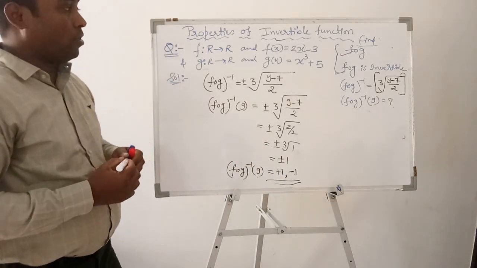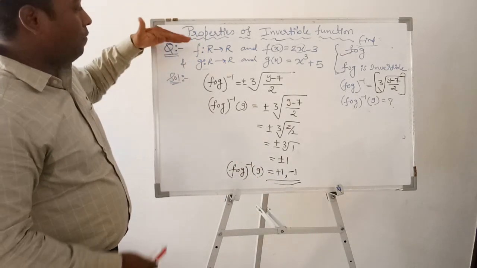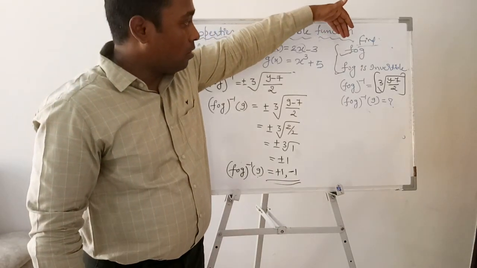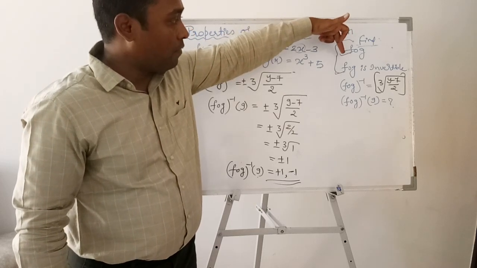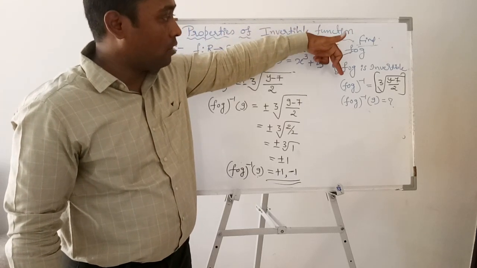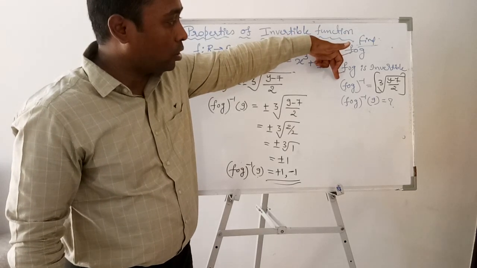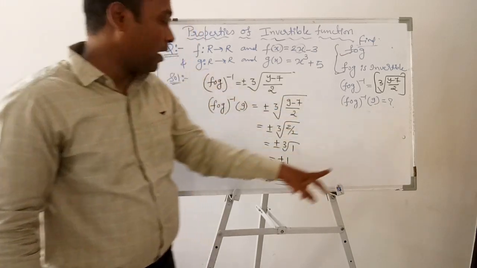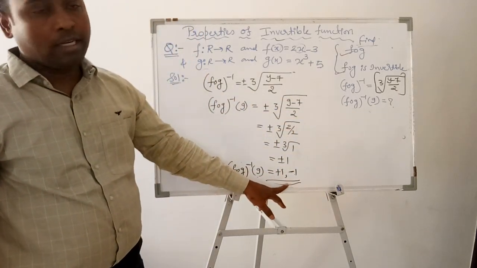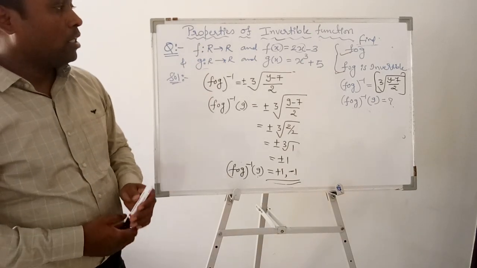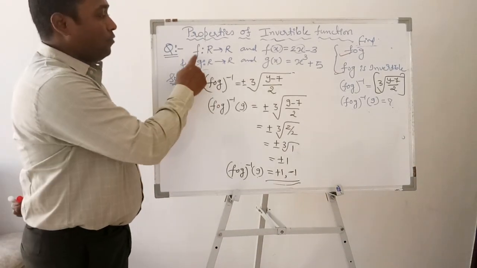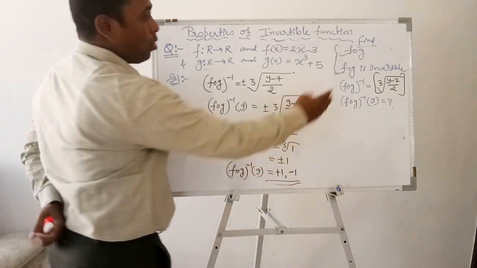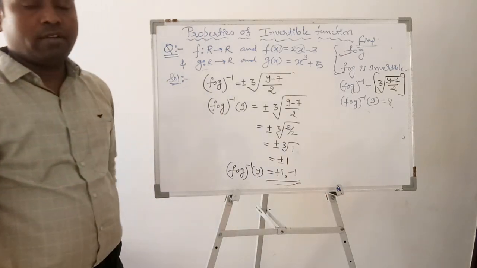So this is all about the question. The question was, if there are two functions defined like this, and we have already found the fog function and proven it as invertible, then we got the inverse of the function. With the help of the inverse of the function, we are able to prove the inverse of 9 value is plus or minus 1. So this is a full length question. You can simply say that if two functions are invertible, then their fog is also invertible. That is, the composition of two functions is also invertible.